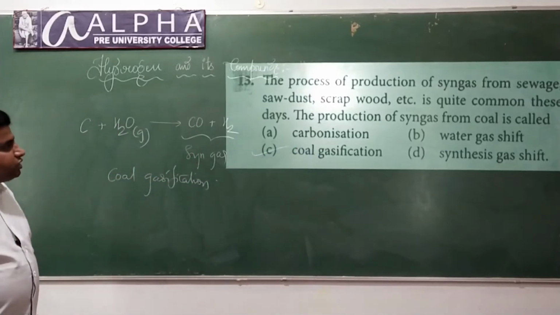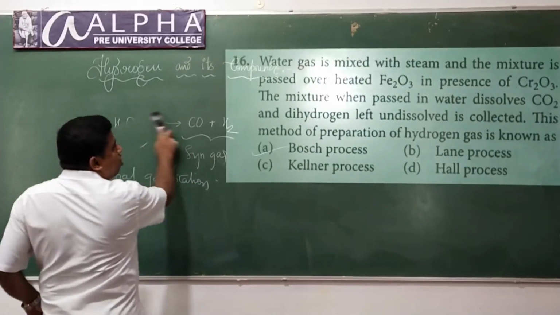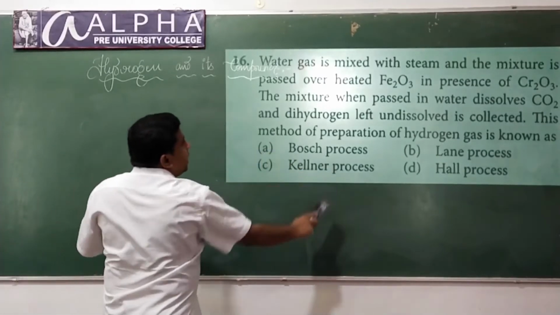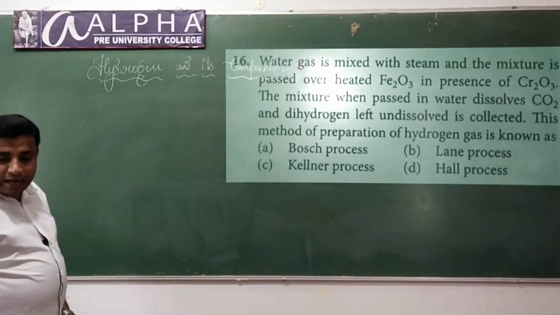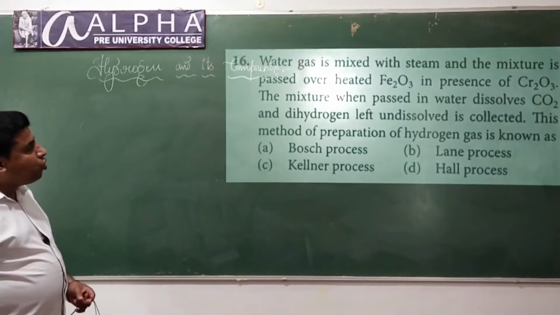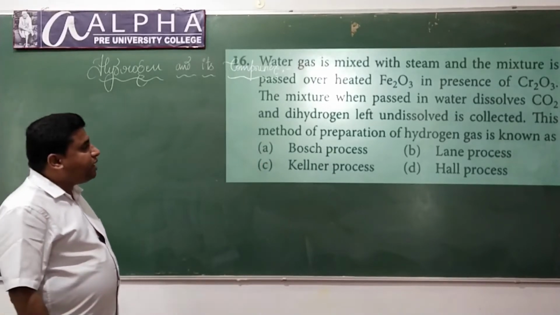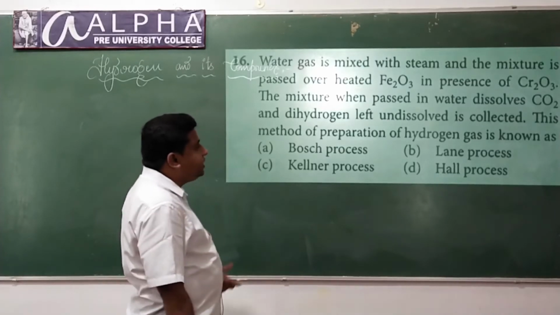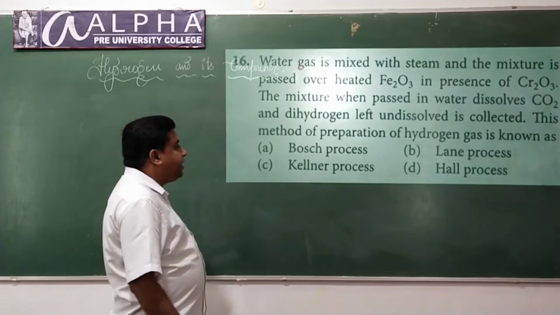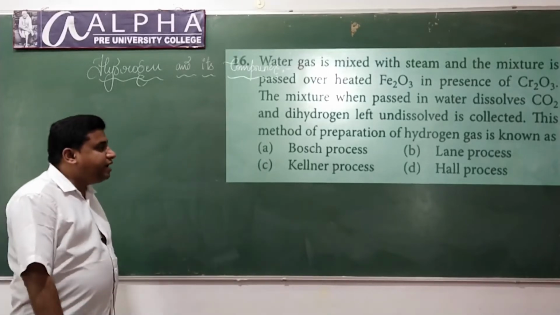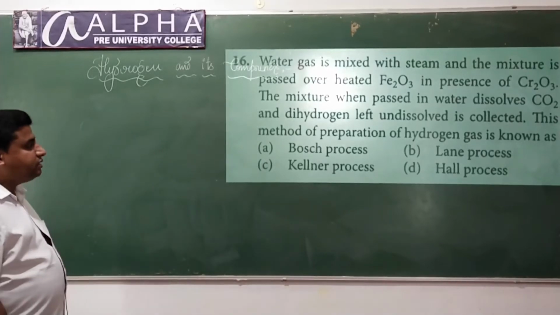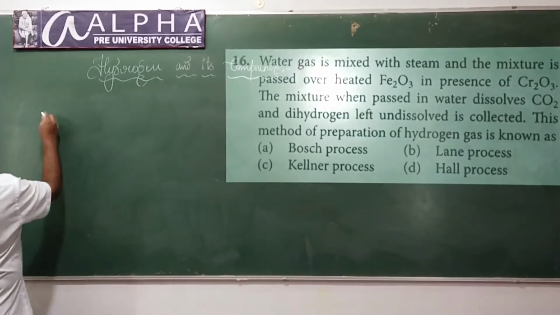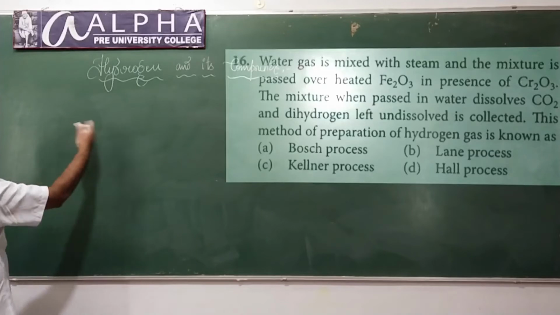Next question. Water gas is mixed with steam and the mixture is passed over heated iron oxide in the presence of chromium oxide. The mixture when passed in water dissolves carbon dioxide, and dihydrogen is left undissolved and is collected. This method of preparation of dihydrogen gas is known as what? Now look here, very simple guys, carbon monoxide. Just now we learnt coal gasification, isn't it?